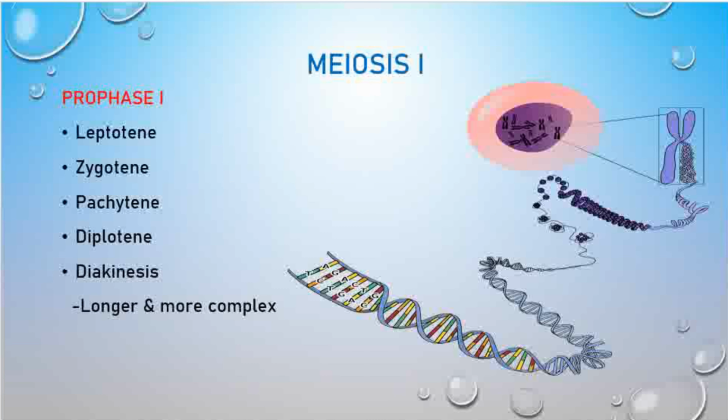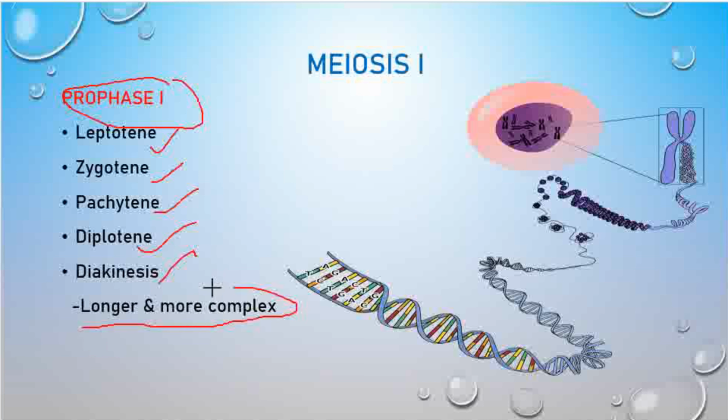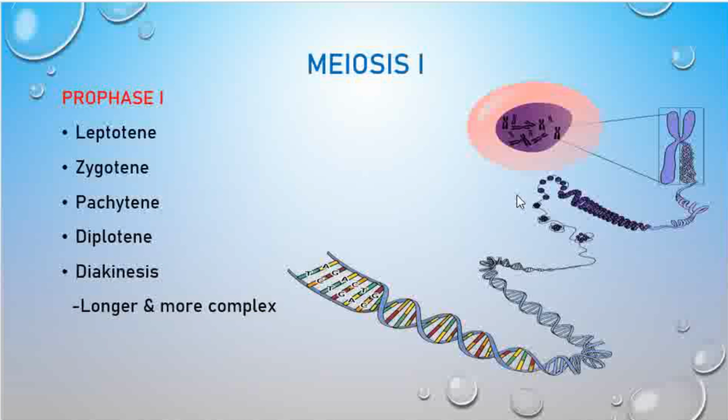So in prophase 1, we have different stages like leptotene, zygotene, pachytene, diplotene and diakinesis. This prophase 1 of meiosis 1 is a longer and more complex phase of this cell division.